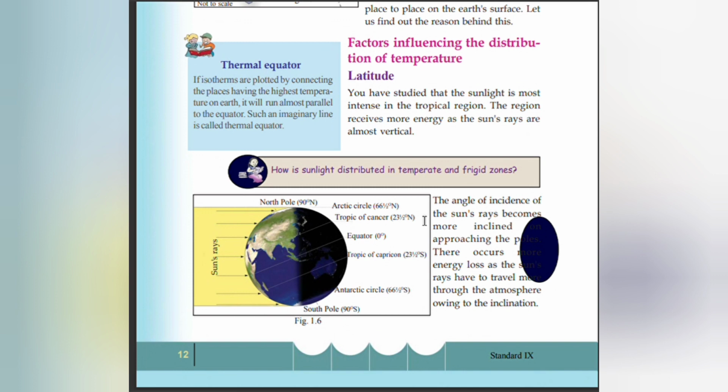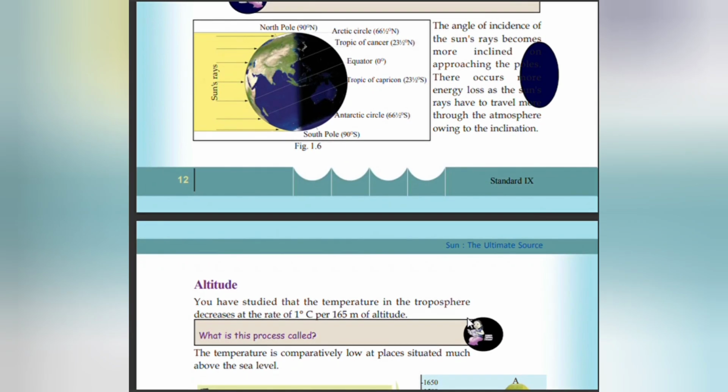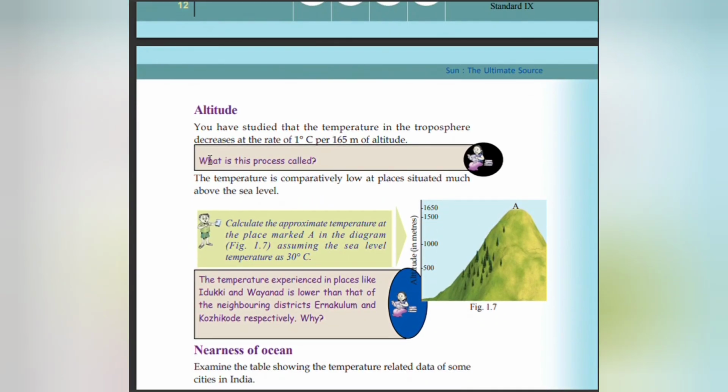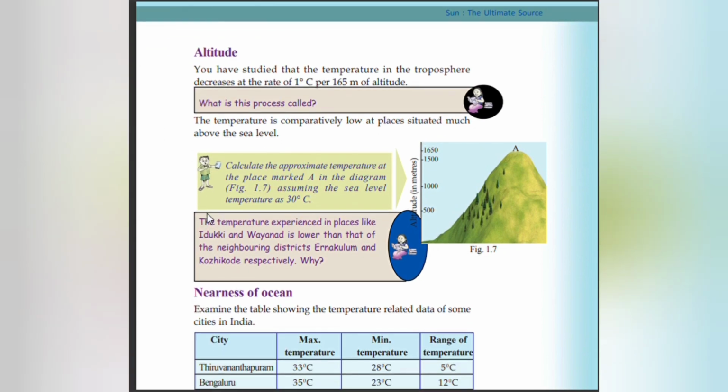The angle of incidence of the sun's rays becomes more inclined as we approach the poles, and there occurs energy loss as the same rays have to travel through more of the atmosphere owing to the inclination. Altitude: we have studied that the temperature in the troposphere decreases at the rate of 1 degree Celsius per 165 meters of altitude. The temperature is comparatively low at places situated much above sea level.